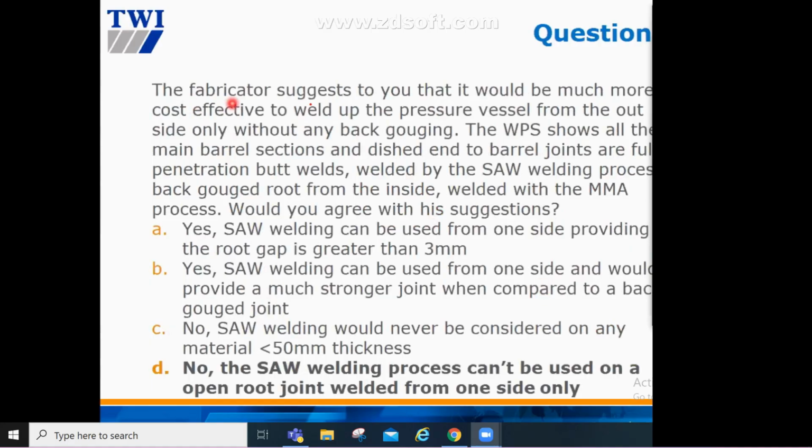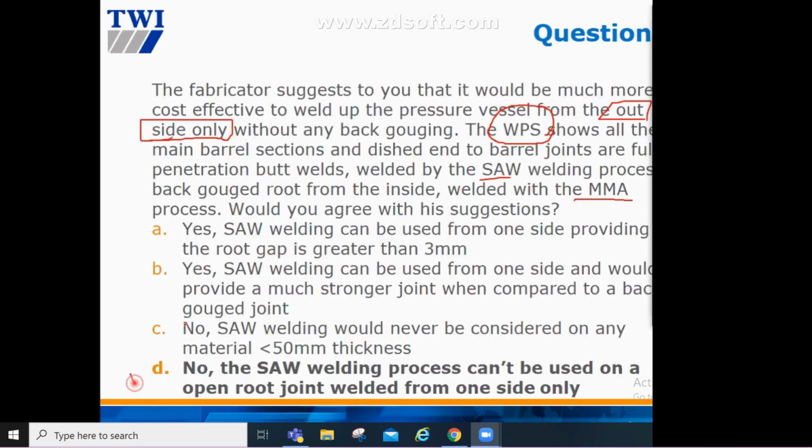The fabricator suggests to you that it will be much more cost effective to weld up pressure vessel from the outside only. So they said outside only. Without any back gouging, the WPS show all the main barrel section and dish end barrel joint of full penetration, but welded with SAW and back gouging from inside and weld with MMA. So the procedure already clear about having two process. Yeah. Without looking at the spec also, we can see the best answer here, which is D.